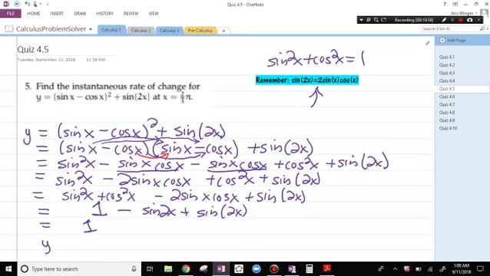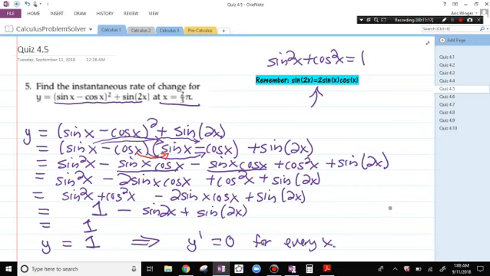All of this was just to say that y, no matter how ugly it looked initially, is just 1 for every x. So it's pretty easy to take the derivative. The derivative of y is 0 for every x. And specifically, when x is 2 pi over 3, y prime is 0 there. The answer is 0.